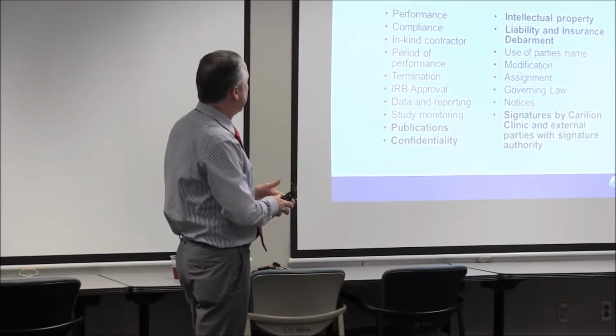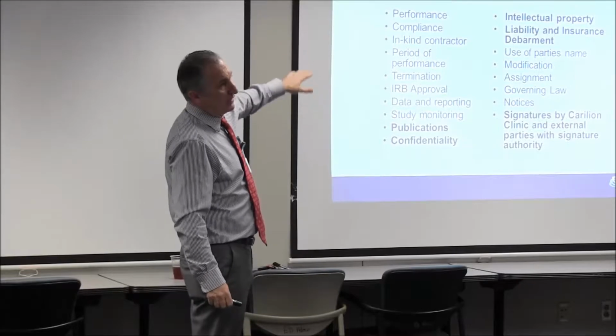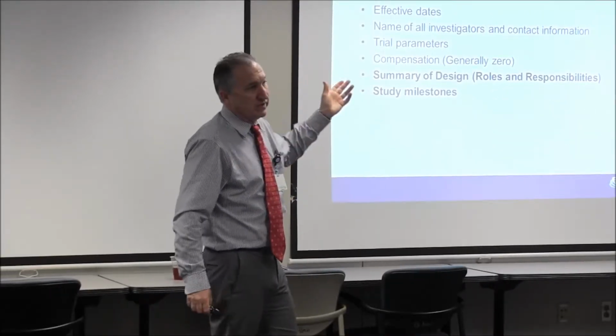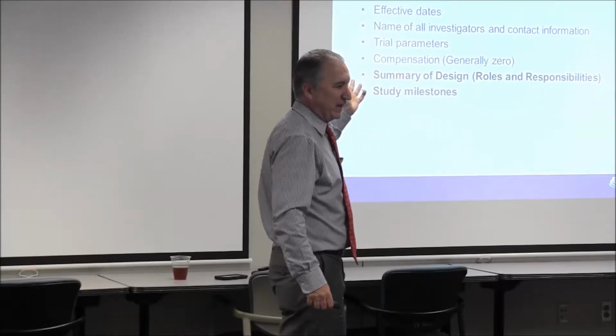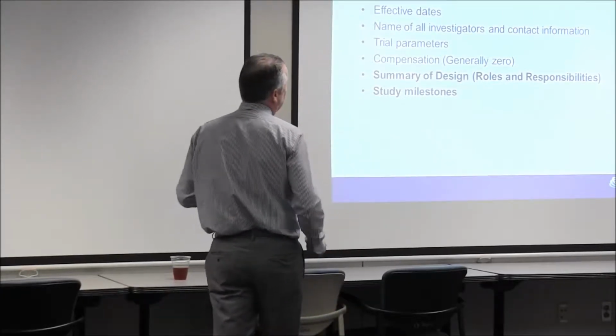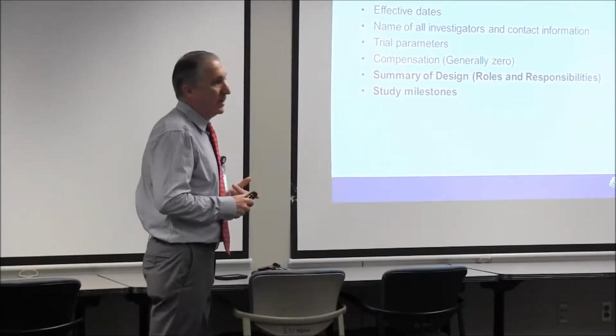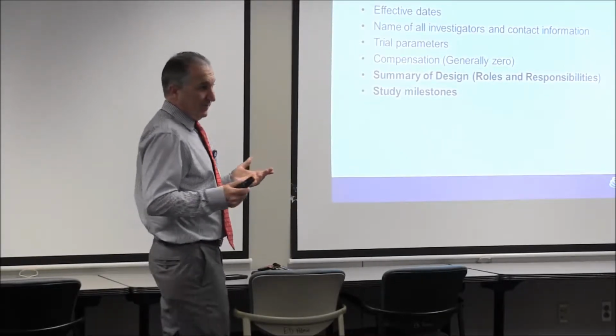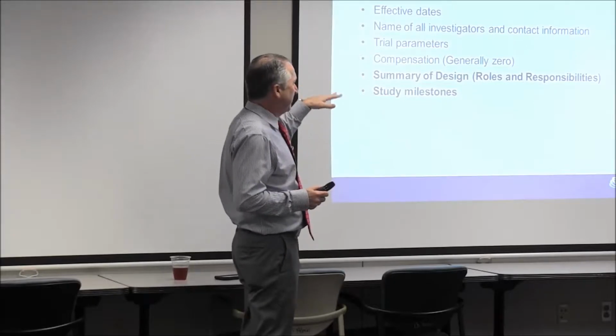The other form that you'll know is called a SOW, or Statement of Work, and usually this is the exhibit. So again, this is mostly going to be boilerplate type stuff. That's the template. And on the back end of that is going to be what's called the statement of work. Sometimes it's called Exhibit A. And then there it's going to have the effective dates, the names of all investigators and contact information, trial parameters, what's the compensation, a little bit of the study design.